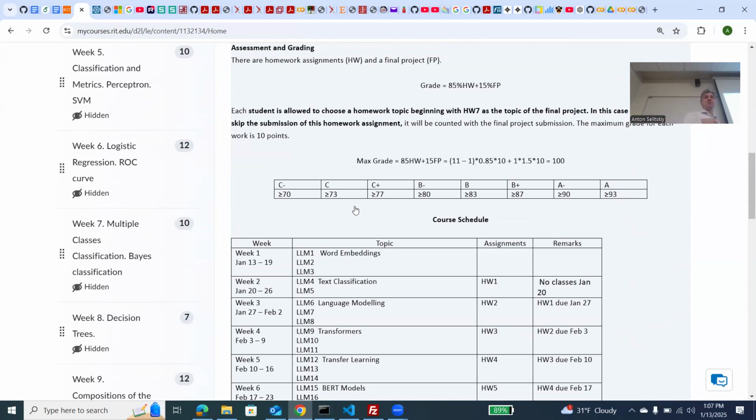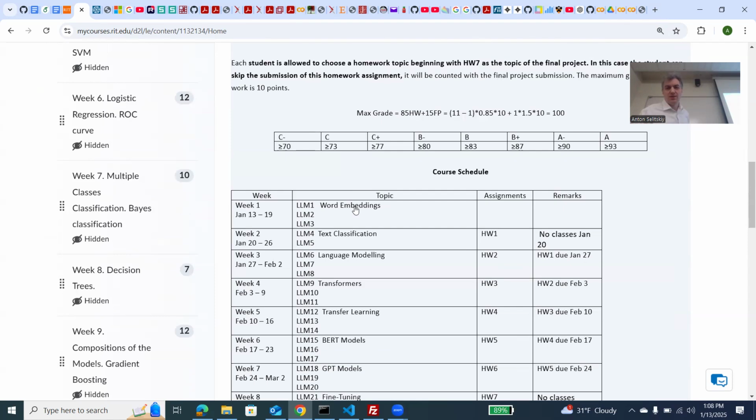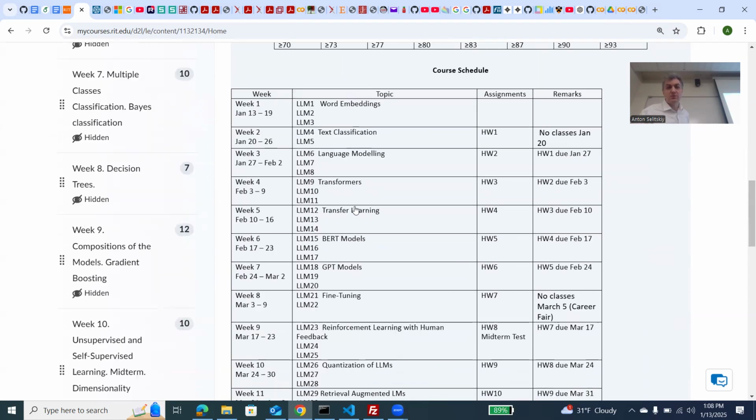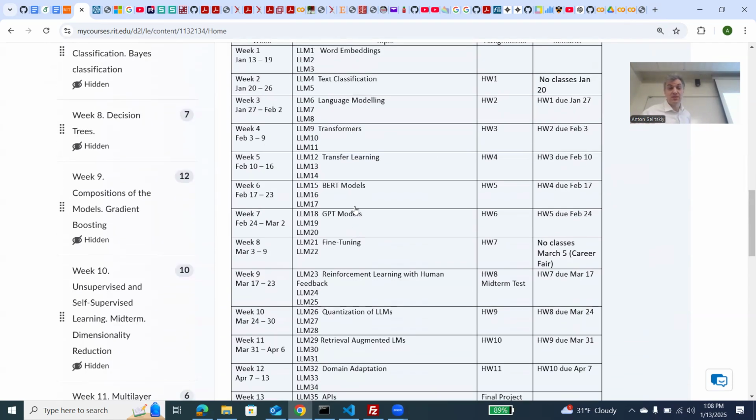You can transform your homework into your final project. And so that's why there is 11 minus 1. So you can do 10 homeworks and 1 project, and then the homework related to your project will be counted. And yeah, we don't have other assignments.